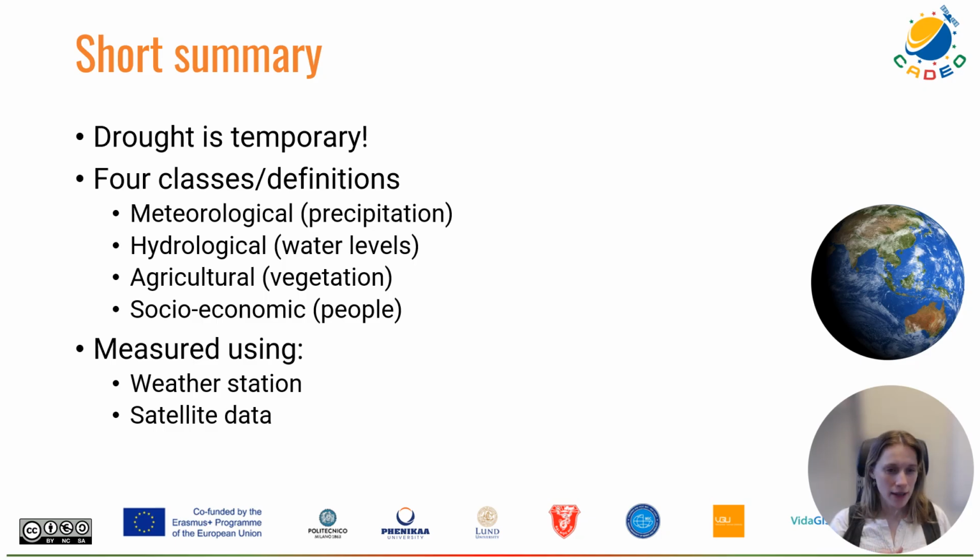We can measure it in different ways. Weather station data is quite common, but there are situations when you don't have access to good weather station data, and then satellite data can be a useful replacement for that.